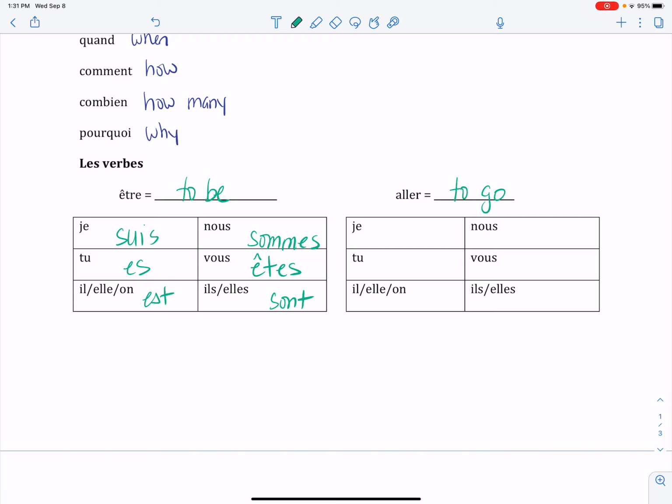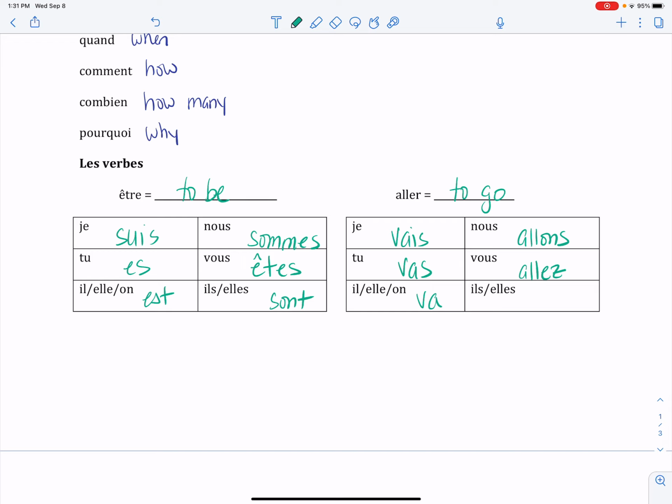Aller is your verb to go. Je vais, I go. Tu vas, you go. Il, elle, on va, he goes, she goes, or one goes, people go, we go. Nous allons, we go.